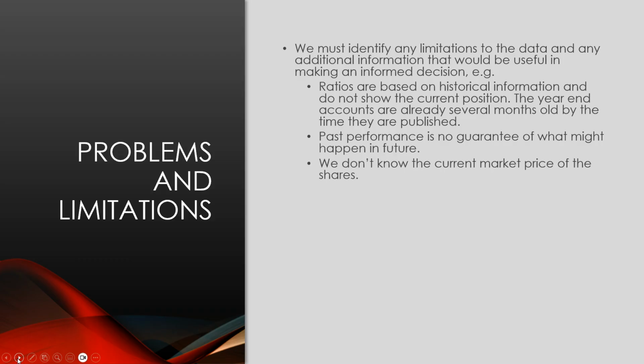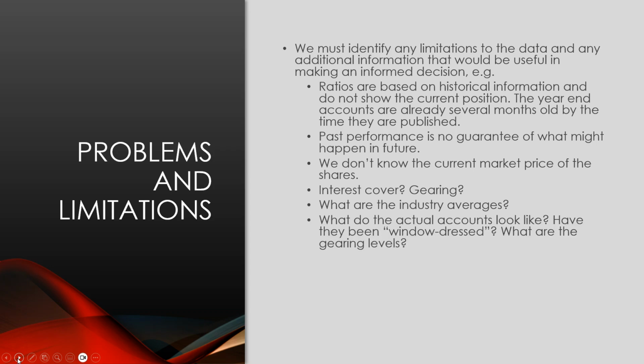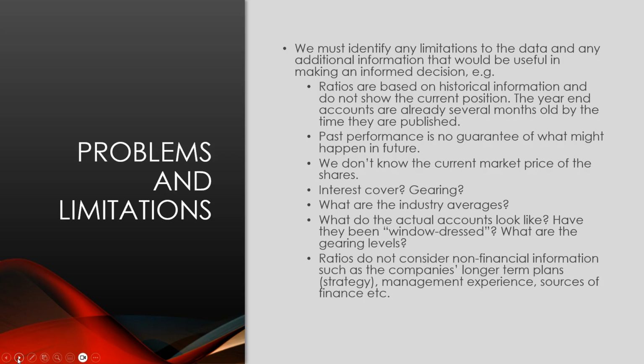Okay, so we don't know the current market price of the shares, I've already mentioned. Interest cover, gearing, we don't know what those figures are. What are the industry averages? How well do these businesses compare with their respective industry averages? And that will be different, obviously, for both of them because they're operating in different industries. What do the actual accounts look like? Is there a danger they could have been window dressed? So this is trying to make them look better than they really are towards the year end, so collecting money in quickly from customers and paying suppliers, that sort of thing. And what are the gearing levels?